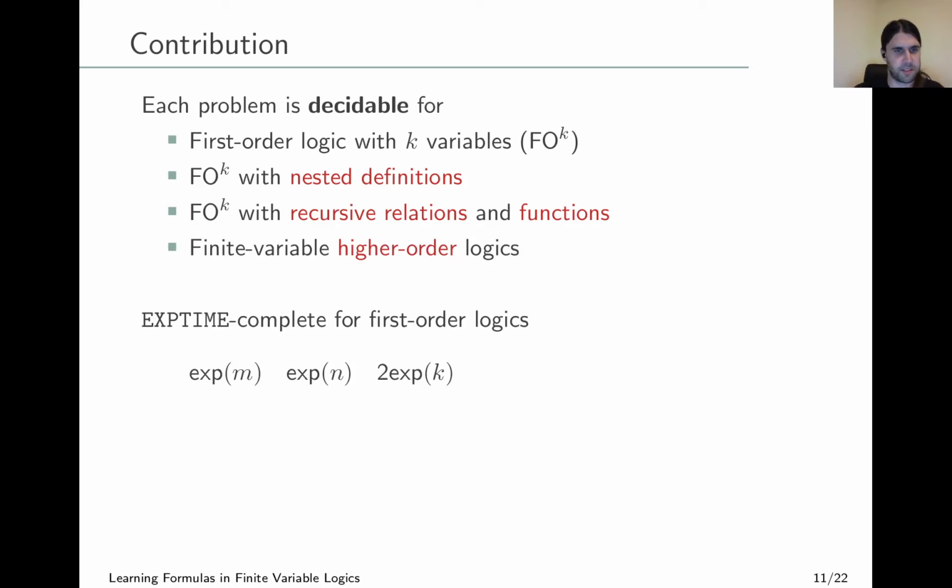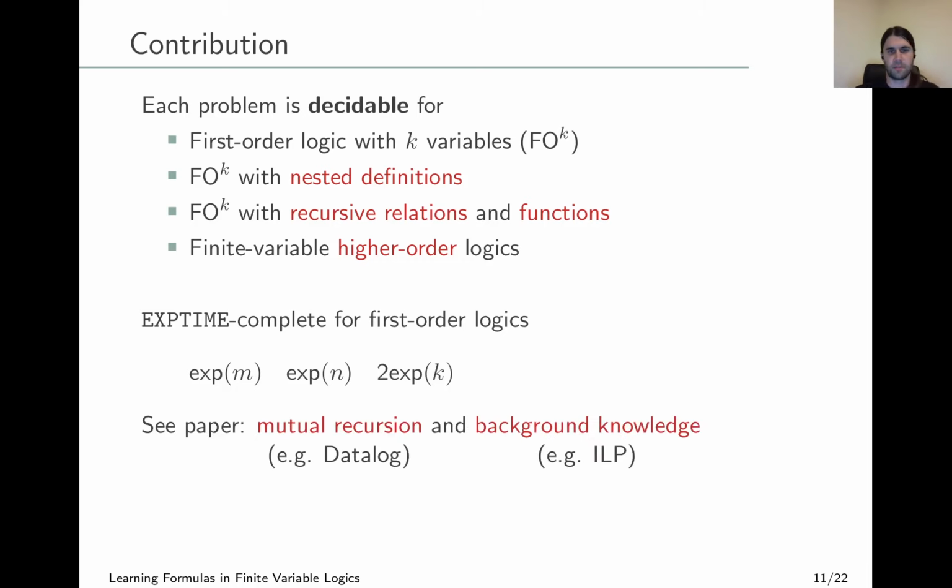So here's just some complexity. The first order versions of all 3 problems are x time complete. So here are some of the parameters here. M is the number of structures, exponential in the number of structures, n is the size of structures, so exponential in the size, and k is the number of variables, so doubly exponential in variables.